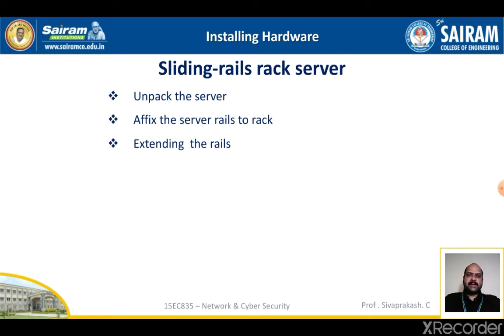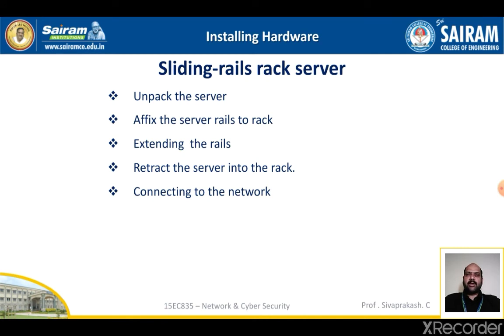Extend the rails out of the rack and snap the server into the rails. Retract the server into the rack. From the back of the rack, connect the network and KVM switching cables. For example, Oracle Sun systems usually have a single USB cable for monitor and keyboard, whereas some other manufacturers may have their own different specifications. So that has to be taken care of while installing the sliding rack server.